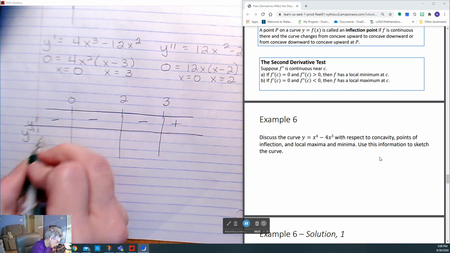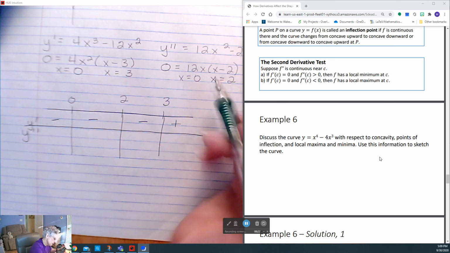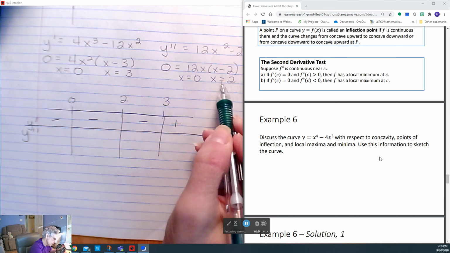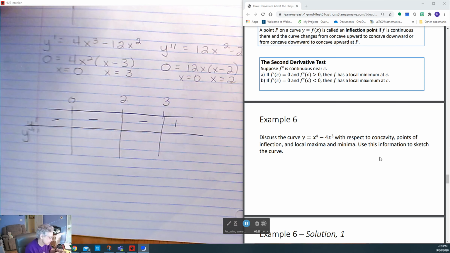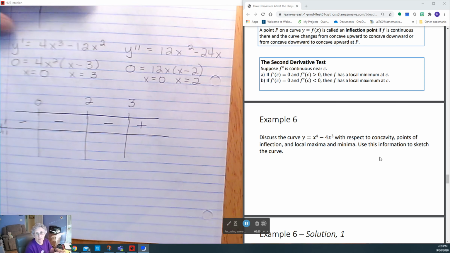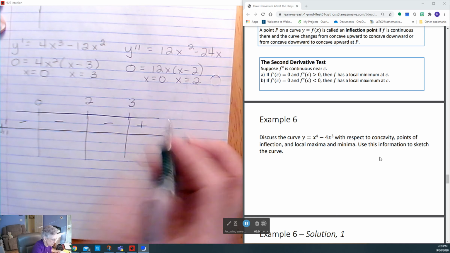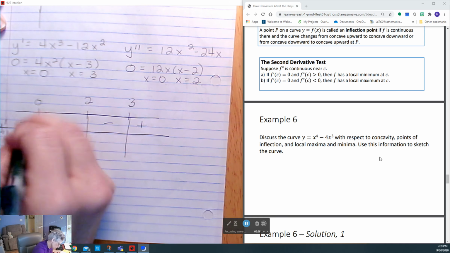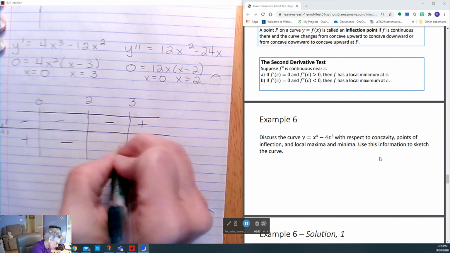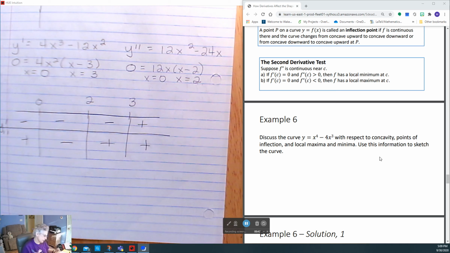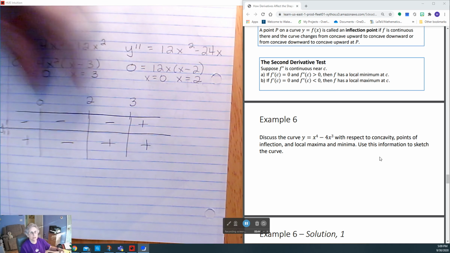Let's look at the second derivative. Second derivative changes sign at 0 and at 2. So actually I don't even need my calculator for this one. Happy parabola changes sign at 0 and 2. So plus, minus, plus, plus. There we go, because it changes at 0 and 2.